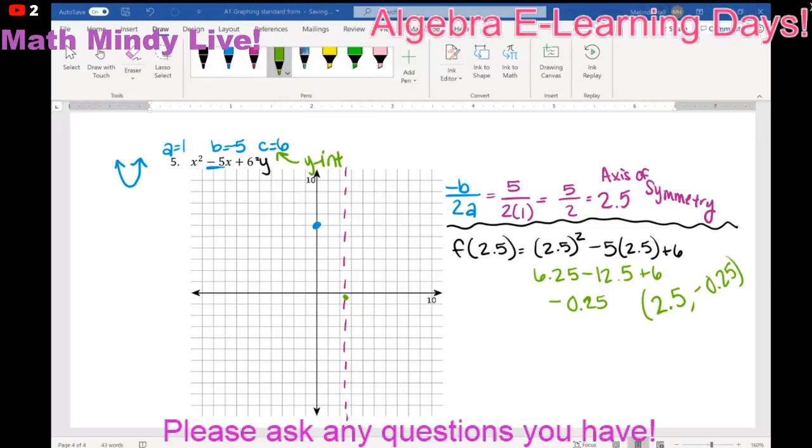Yeah, so if your b is positive, then it would be negative in the equation. But since in this equation my b is already negative, then it became a positive.